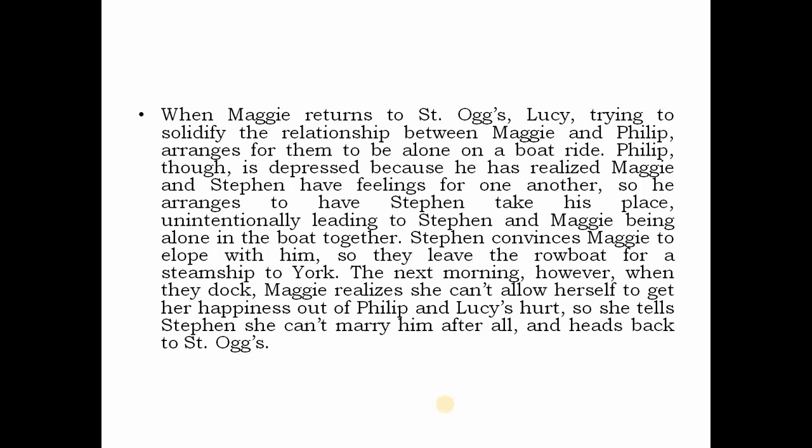unintentionally leading to Stephen and Maggie being alone in the boat together. Now Stephen and Maggie are alone in a boat, and the night is so beautiful, a starry, dark night. Here is a turning point: Stephen Guest, a very handsome, wealthy man, persuades Maggie to elope with him, to run away with him.